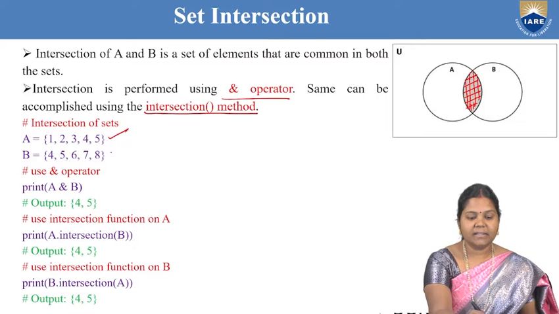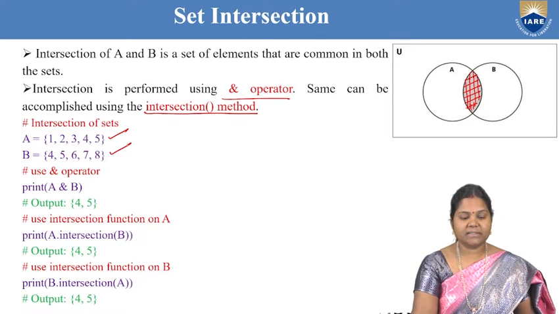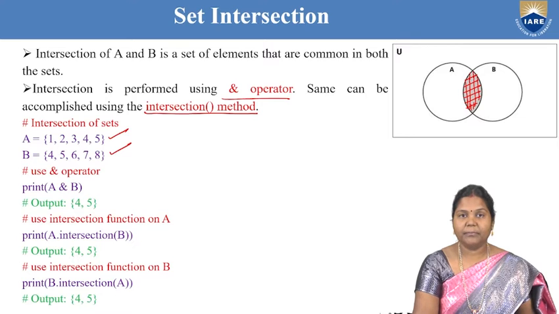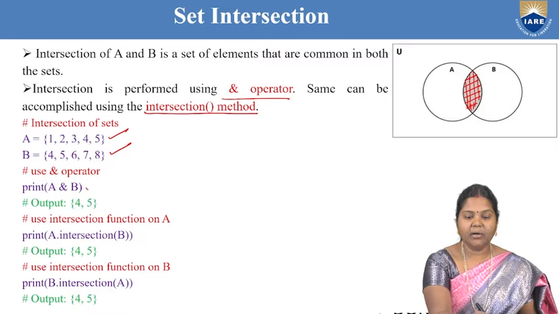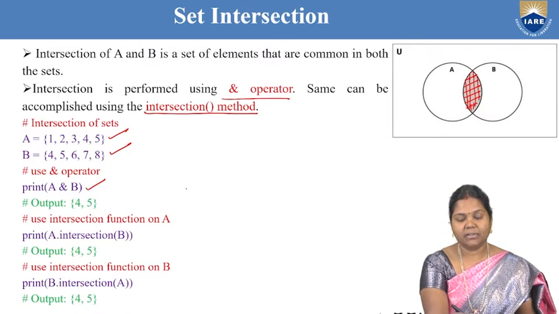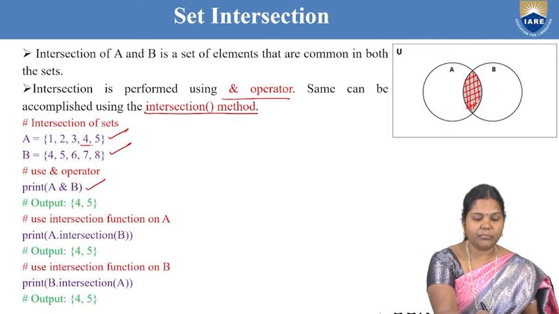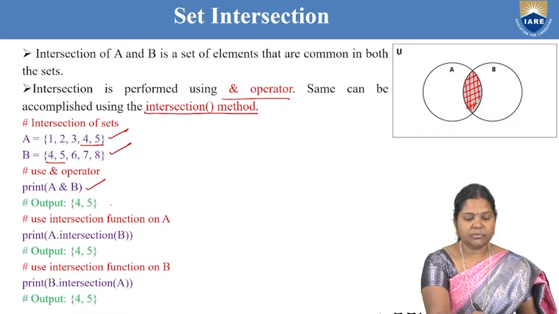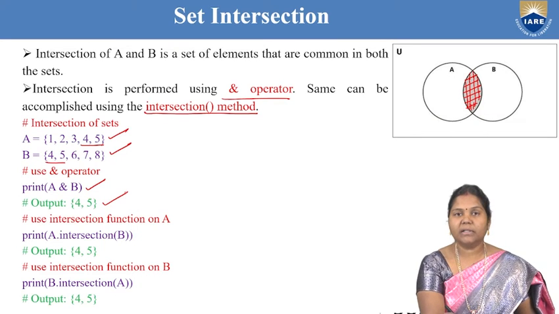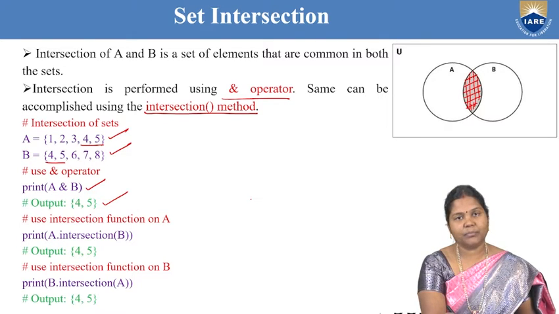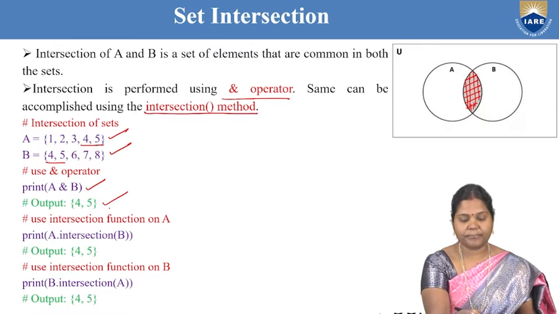Now, let us take two sets containing the elements. A contains 1, 2, 3, 4, 5. B contains 4, 5, 6, 7, 8. Now, let us use the AND operator for intersection. It will choose only the common elements which are present in both set A and set B. You can see here 4 and 5 are the common elements. So, A intersection B will only give you the common elements present in both the sets. So, 4 and 5 is the answer.